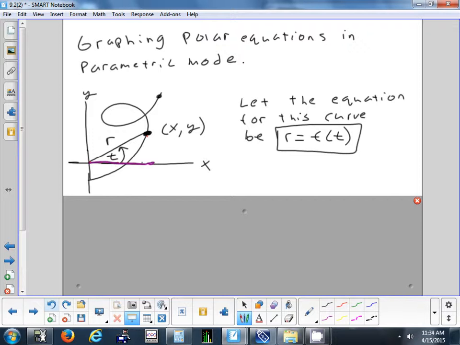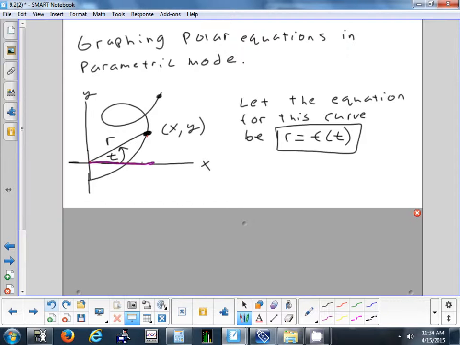Right? So your equation in polar calculates your radius. But if we're going to write it in parametric, we need to split it up into x and y. So I don't just want the radius. I want the horizontal part of my radius, and then I want the vertical part of my radius. And we've done what we're about to do many times. Is that r equals f(t)?